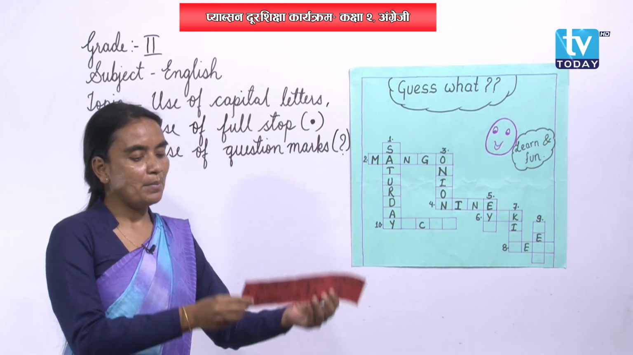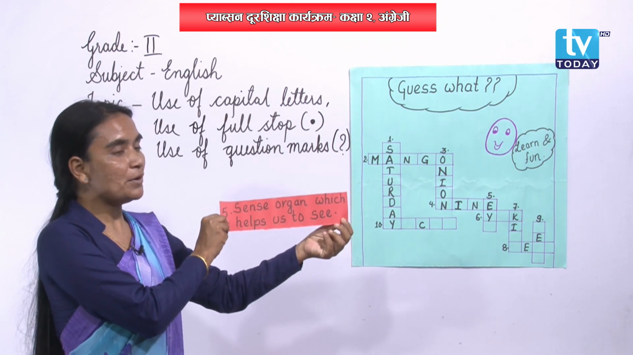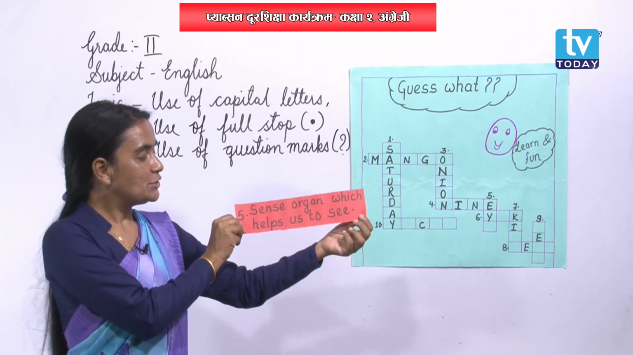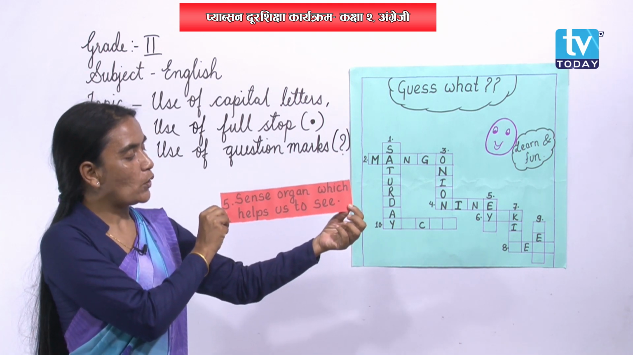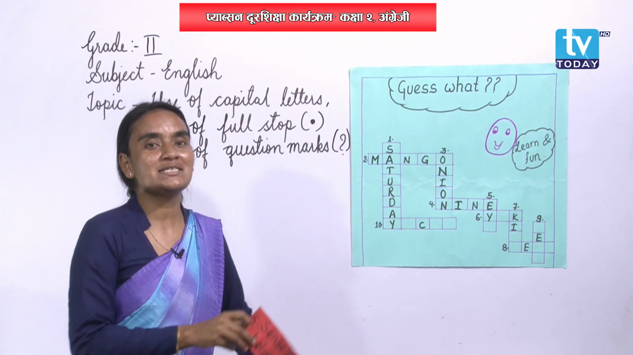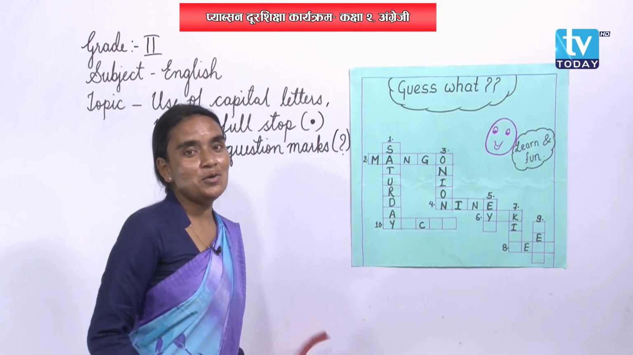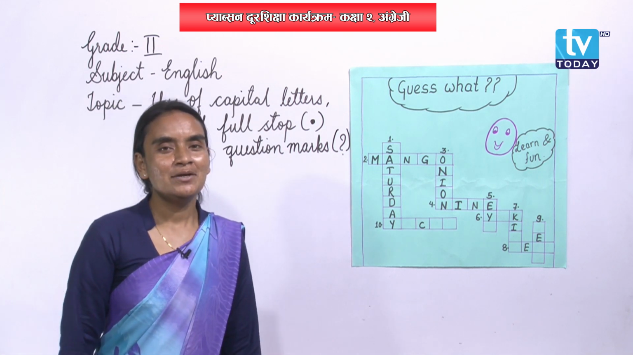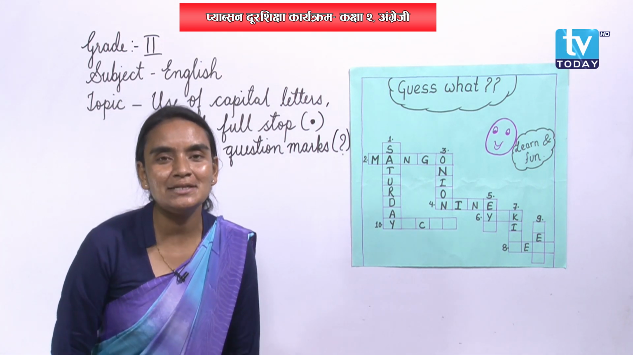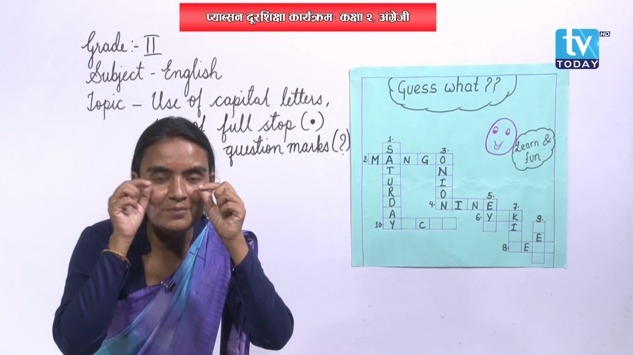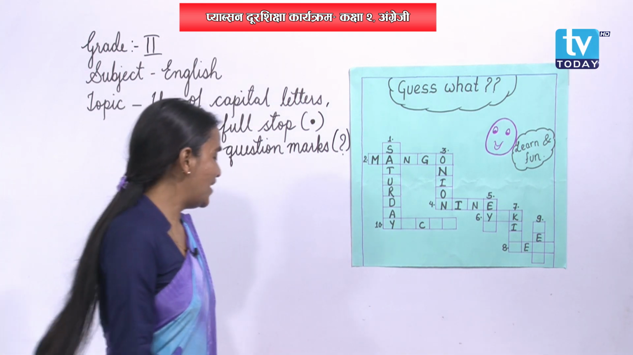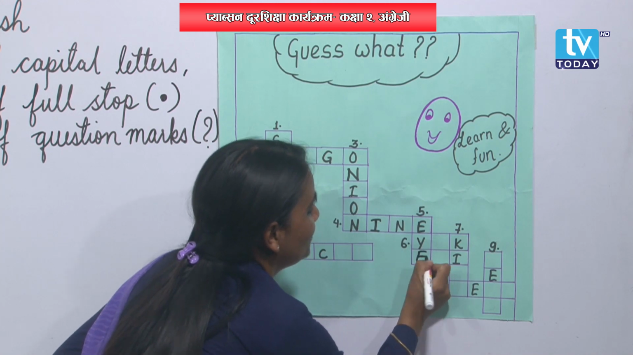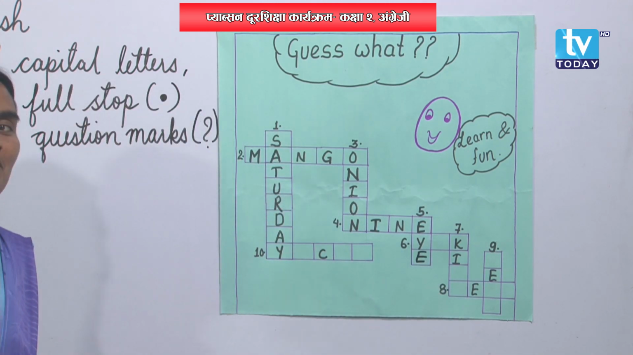Now we are at number 5. Number 5, odd number, top to bottom. So here we have the sense organ which helps us to see. We are looking at the TV right now for our English session. Which organ are we using to see? Which organ? Okay, it's the eye, E-Y-E, eye. Done? Very good.